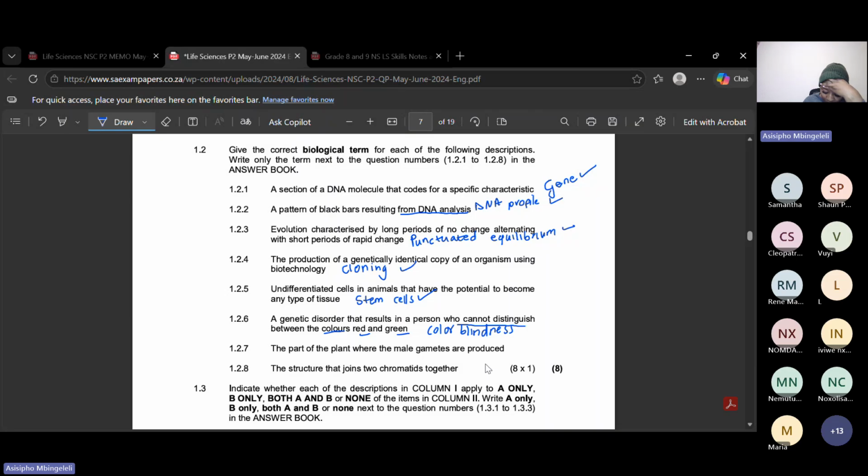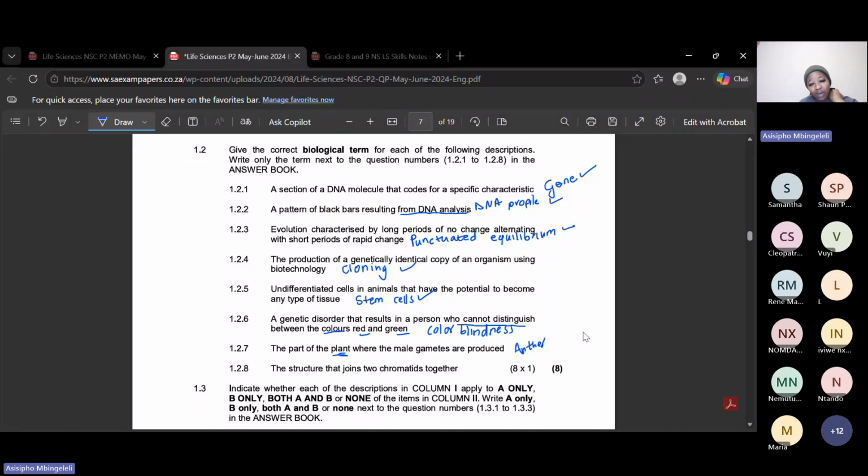A part of the plant where male gametes are produced. That is an anther or a pollen sac. Actually, this is not really covered in the grade 12 syllabus, but I guess there it is mentioned. It's more of grade 11.